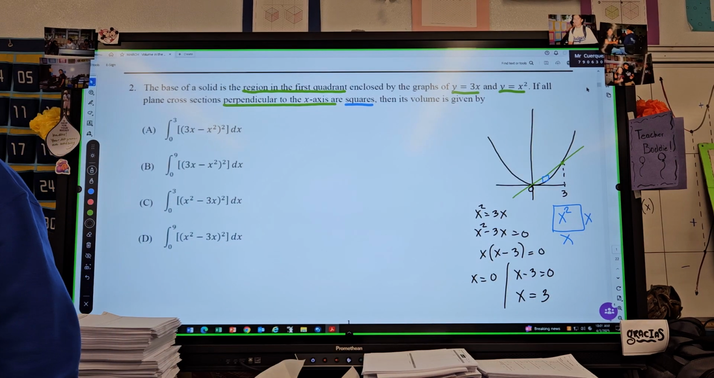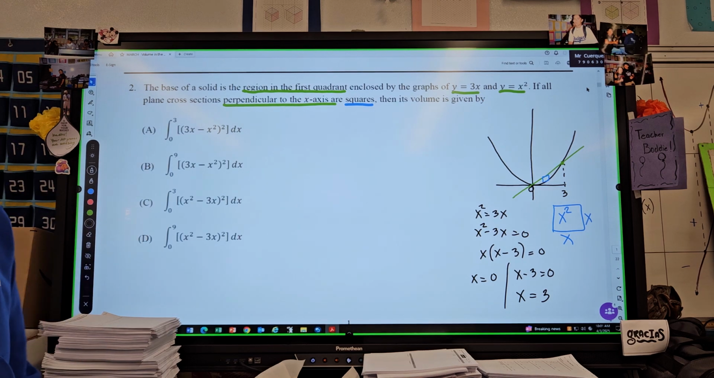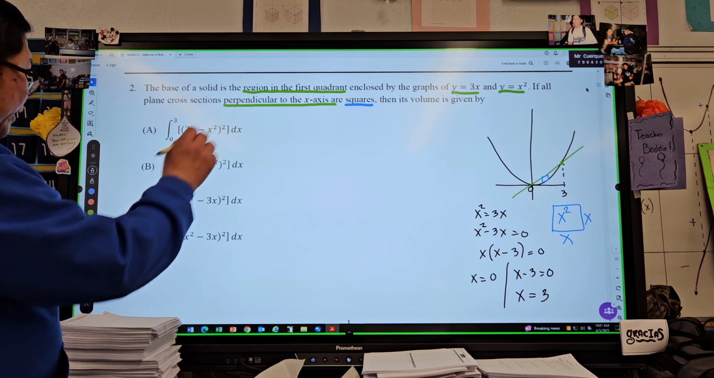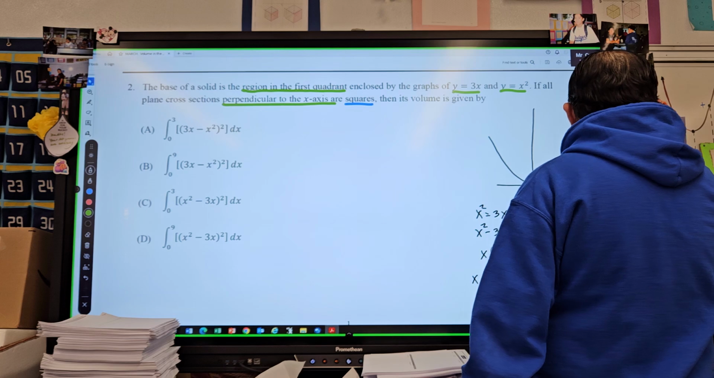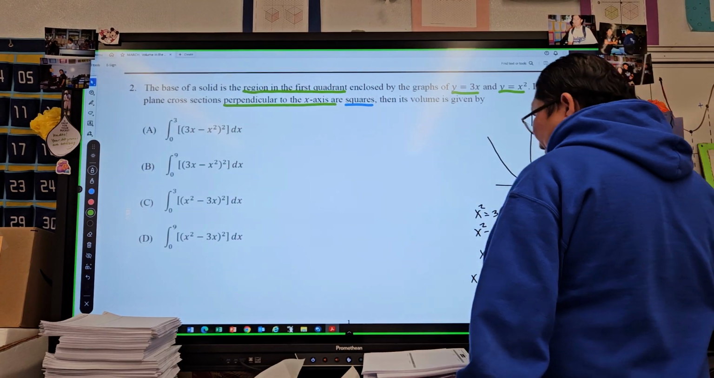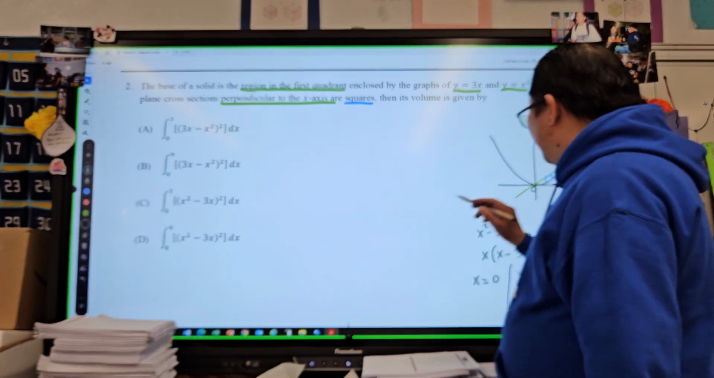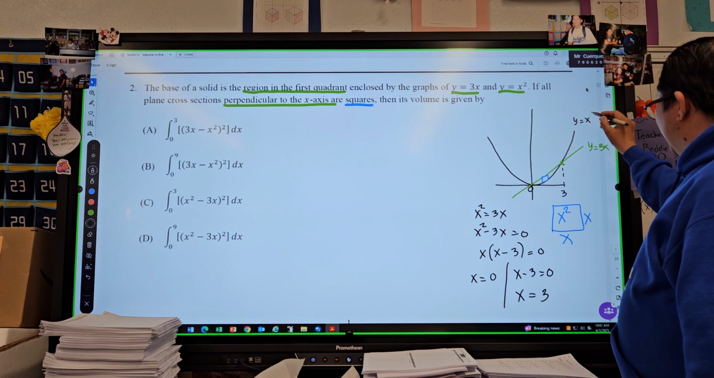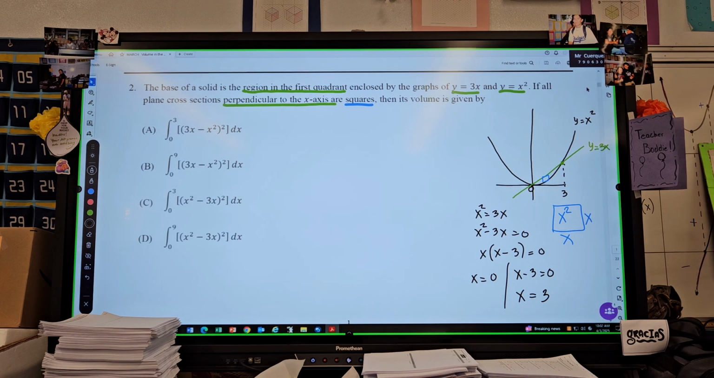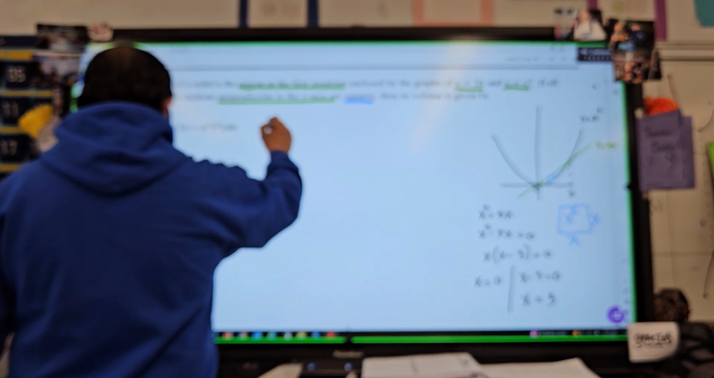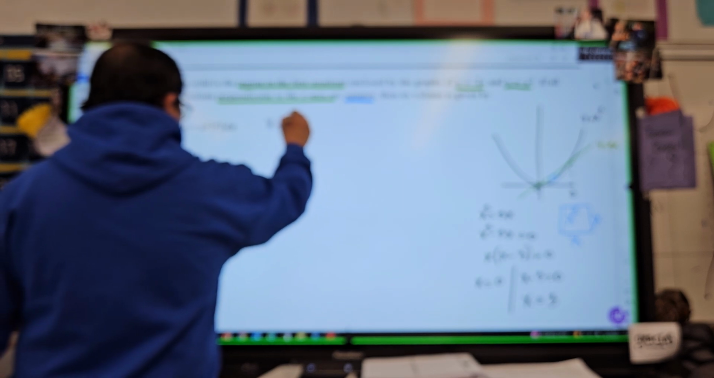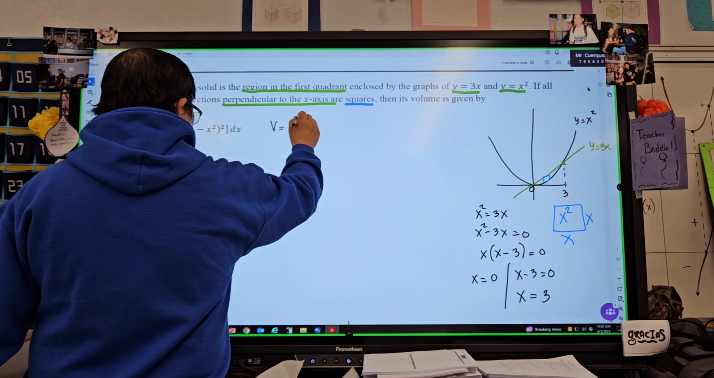So in this case, the answer is simply formulating an integration formula, right? Set up the integrals. The green is the upper, which is y equals 3x, and the black color is a parabola, which is y equals x squared. So the upper minus the lower, right? Am I right, guys? Okay, so the volume is equal to the integral from 0 to 3.